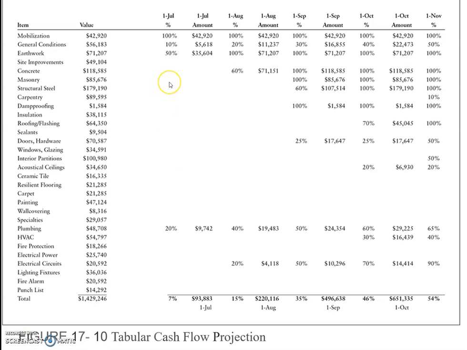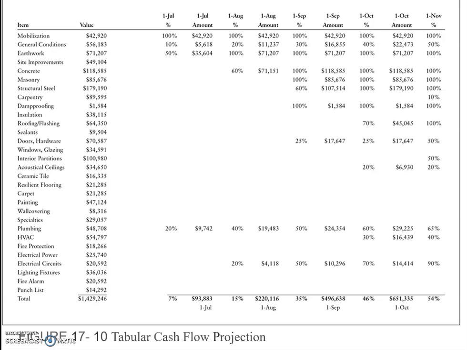So this is a tabular computation of the cash flow for each month of the example project from July 1 through May 1 next year.